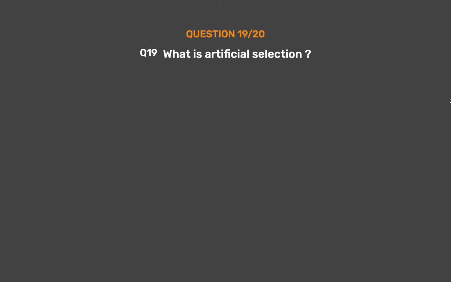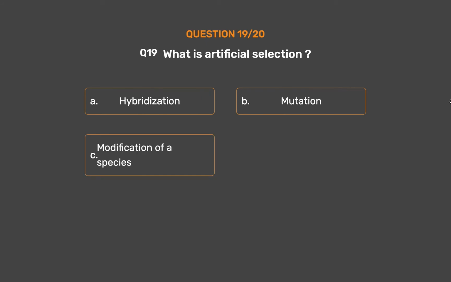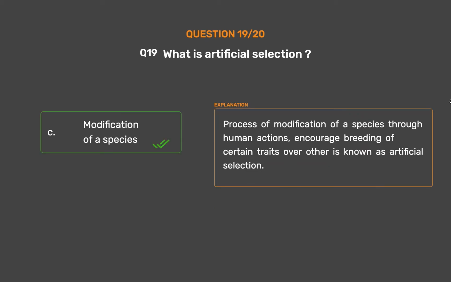Question number 19. What is artificial selection? Option A. Hybridization. Option B. Mutation. Option C. Modification of a species. Option D. All of these. The correct answer is option C. Modification of a species. Process of modification of a species through human actions encourage breeding of certain traits over others is known as artificial selection.